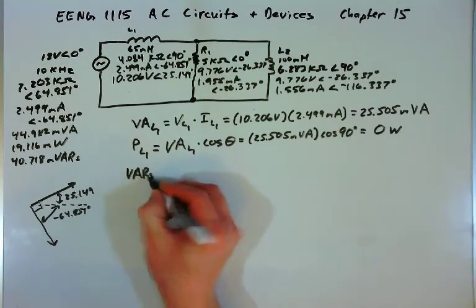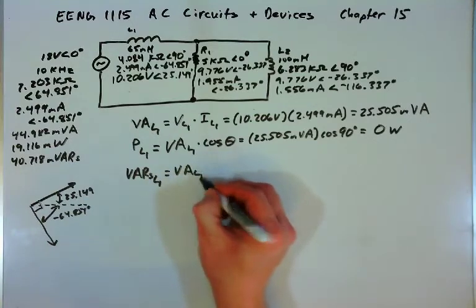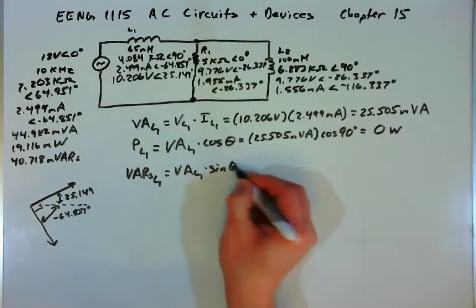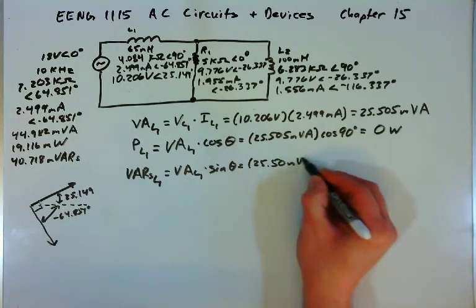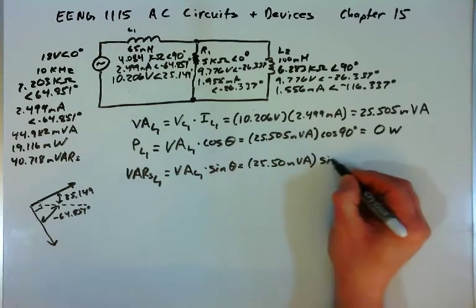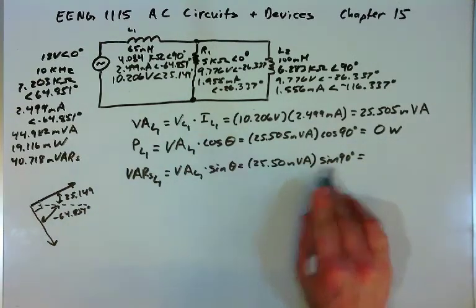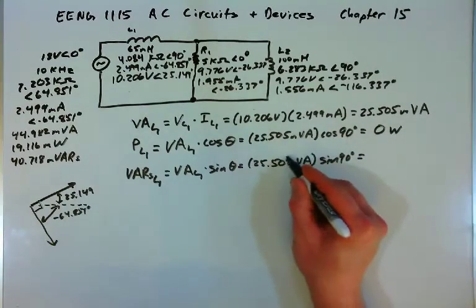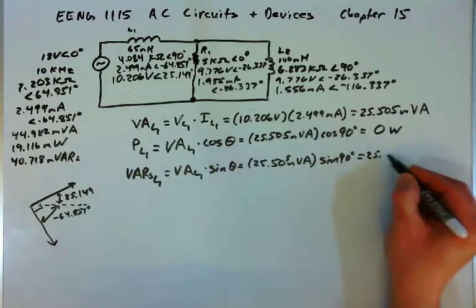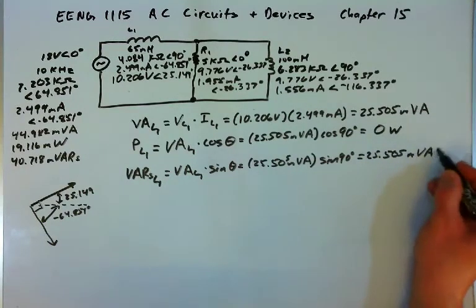The volt amps reactive for inductor 1 will be the volt amps for inductor 1 times the sine of the angle. So we'll have 25.505 millivolt amps. We'll multiply by the sine of 90 degrees. The sine of 90 degrees is 1, and so 1 times 25.505 is going to be 25.505. This would be millivolt amps reactive.